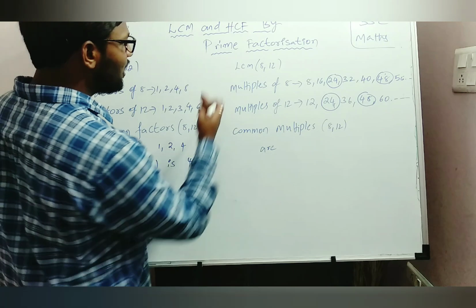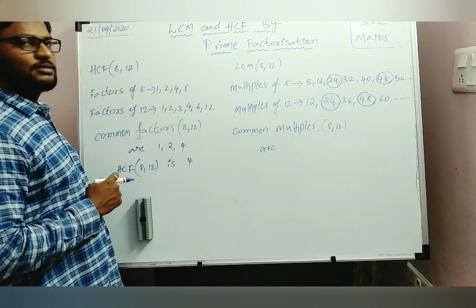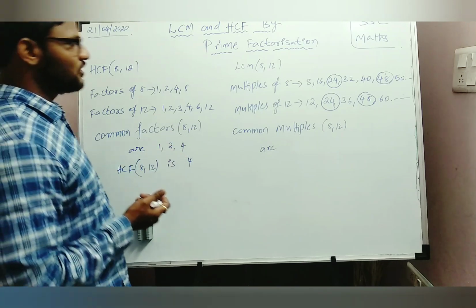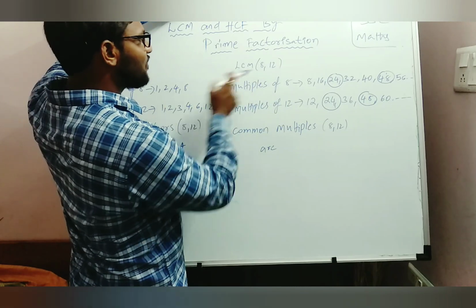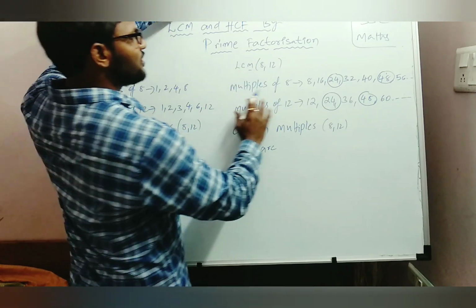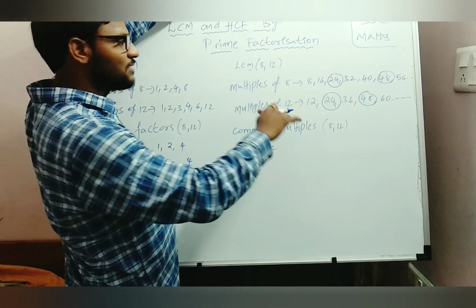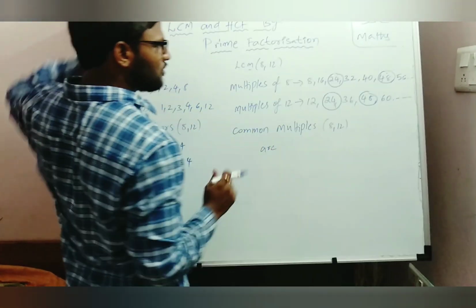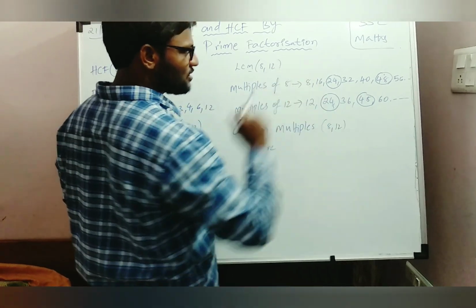Next, LCM of 8 and 12. I am taking the same example to understand what LCM is. LCM is the least common multiple. So here, instead of factors, we will write the multiples. What are the multiples of 8? Multiples are nothing but the numbers which come in the 8 table: 8, 16, 24 and so on. You can write infinite multiples. Next, multiples of 12: 12, 24 and so on.